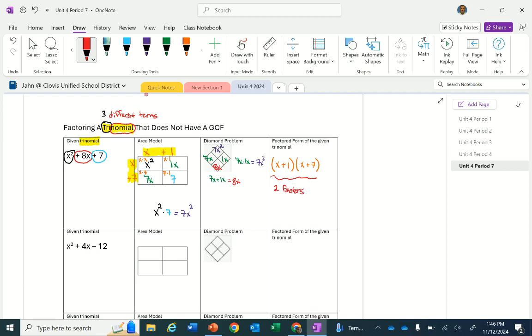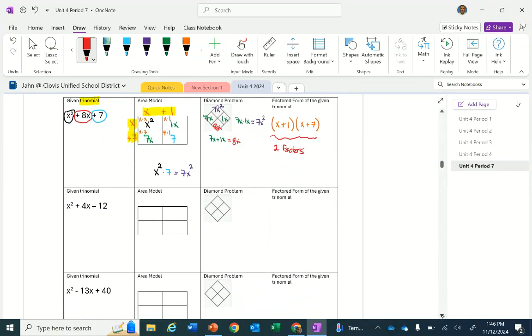And remember, the way that factoring works is, if I multiplied x plus 1 out with x plus 7, it would give me the inside part of my area model, which is equal to x squared plus 7x plus 8. So it's all kind of connected.